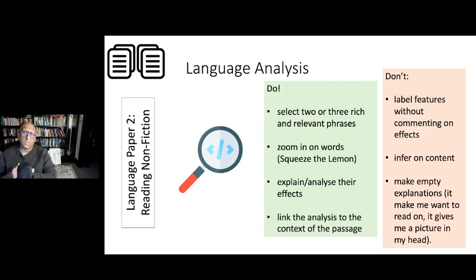What you definitely shouldn't be doing is just labeling features without commenting on the effects, just inferring, or just saying, oh, this makes me want to read on, or puts a picture in my head. Be more specific. Why does it make you want to read on? What does it make you think is going to happen? What picture are you getting in the head? Describe that picture. But better for you to make these observations driven by evidence, as much evidence as you can, and as much zooming into the language as you can. And of course, this metaphor of squeezing the lemon will help you a great deal.